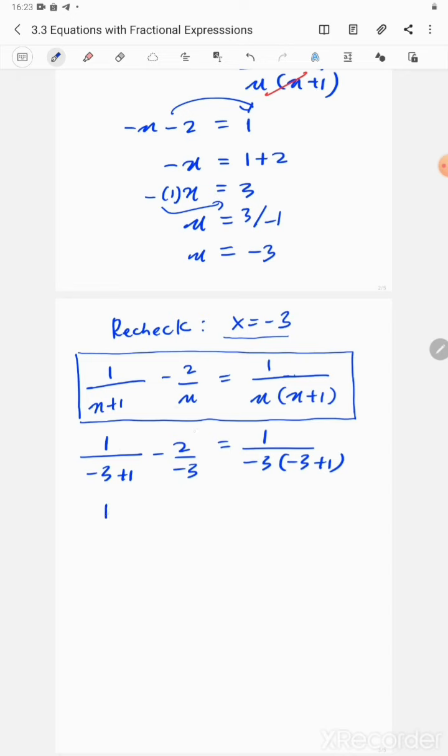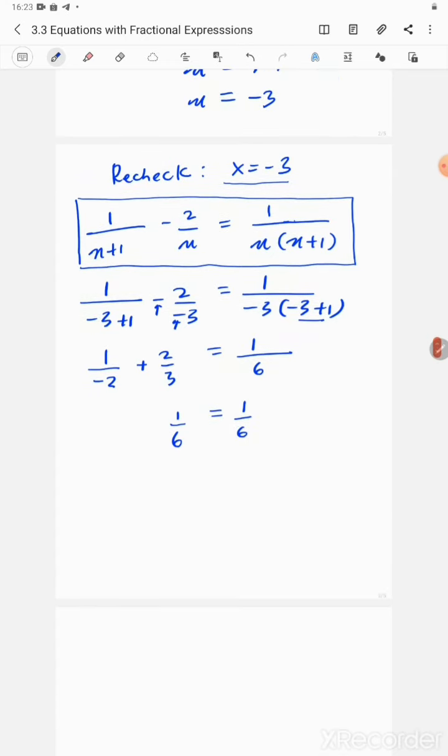So now I get 1 divided by negative 2 minus, because this is minus, multiply minus, we get positive 2 over 3, equal to 1 over, for this one we get negative 2 multiply negative 3, we get 6. So when you press your calculator, negative 1 over 2 plus 2 over 3, the value is 1 over 6, equal to 1 over 6. You can see that the left side and the right side give the same answer.